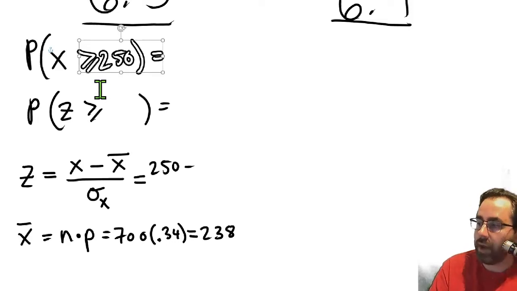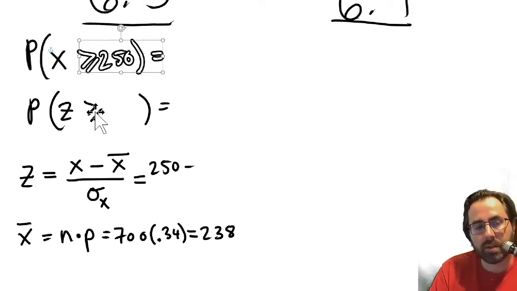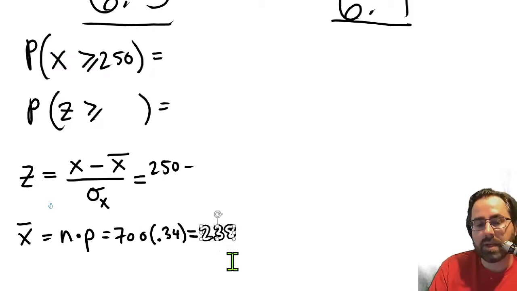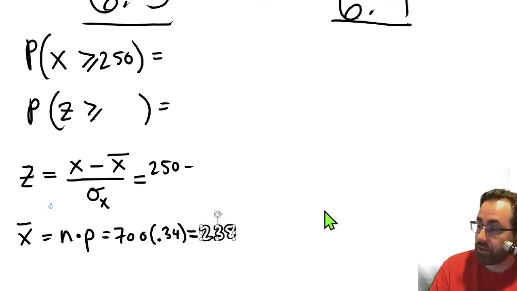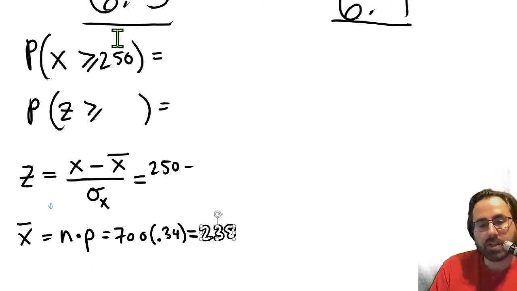So right away, we know this probability is going to come out to be less than 50% because half the time we're going to get more than 238, half the time we're going to get less than 238. So the chance of getting 250 or more would be less than a 50% chance.